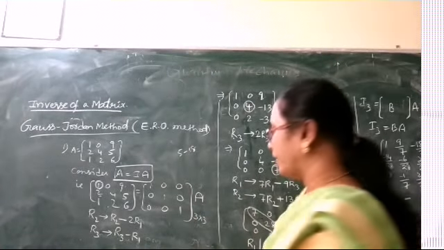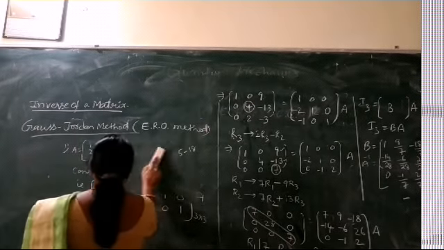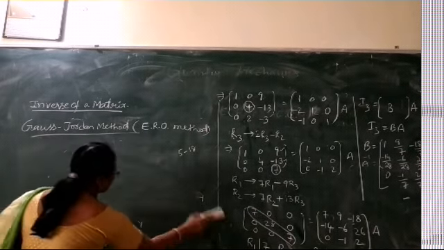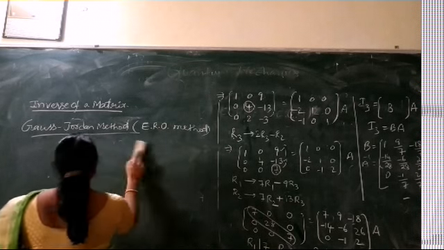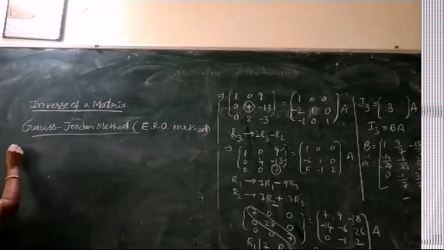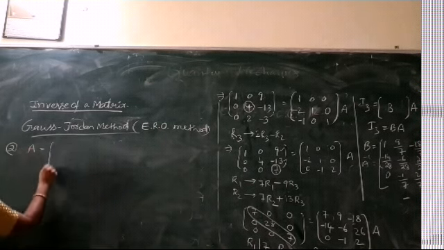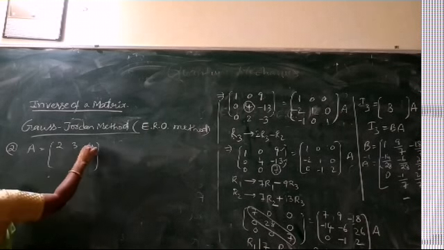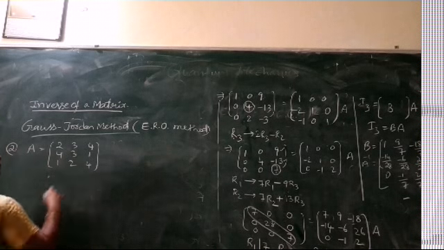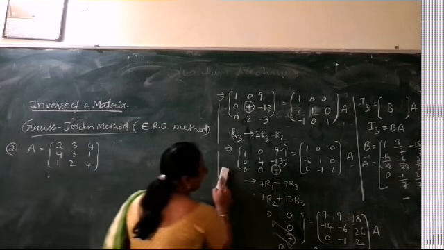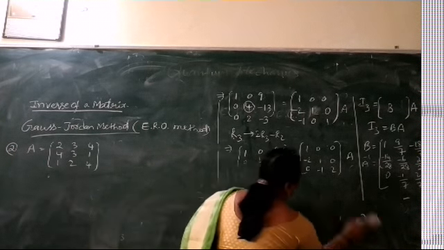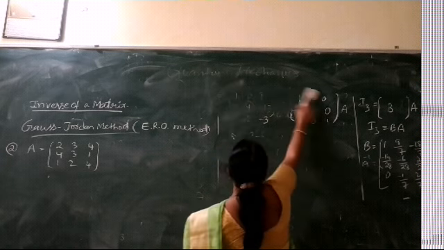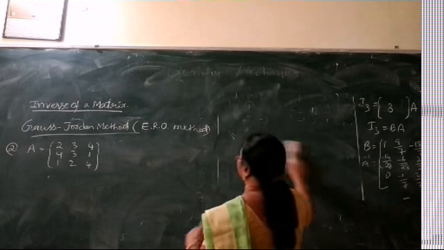Let me explain another problem in the same method. Let me choose the matrix A. Suppose that A is equal to, first row is 2, 3, 4, second row 4, 3, 1, third row is 1, 2, 4. Right? Let us again apply the same method for finding the inverse of this matrix also.